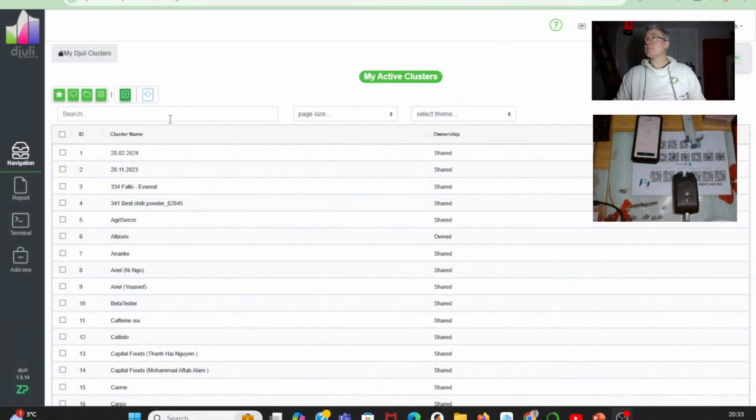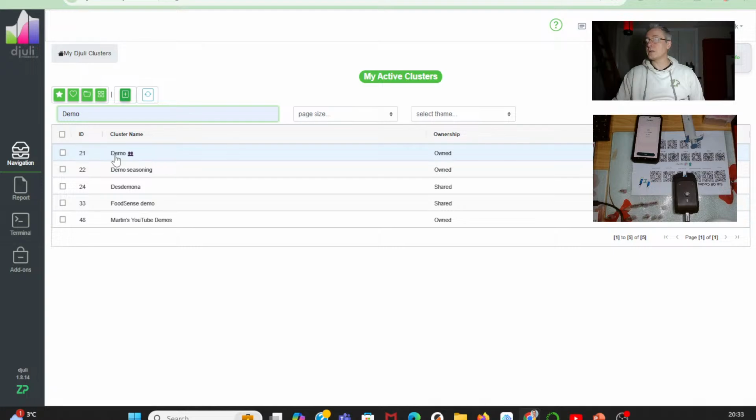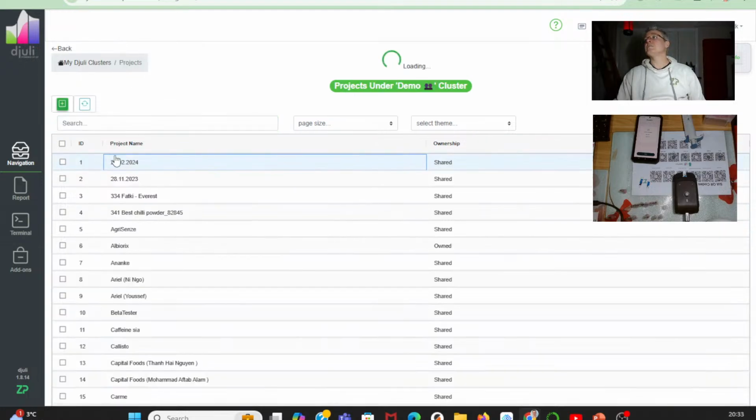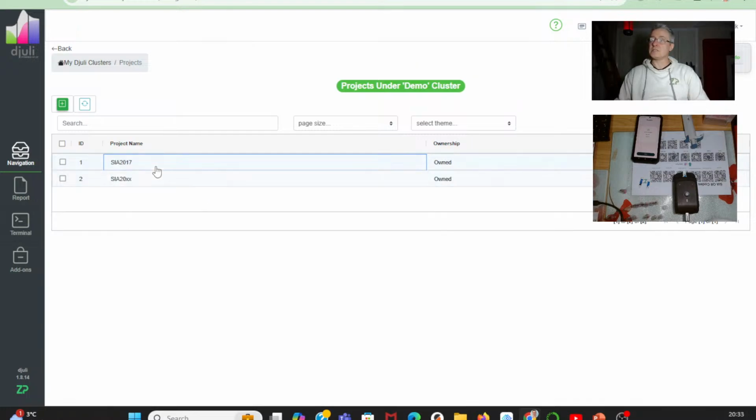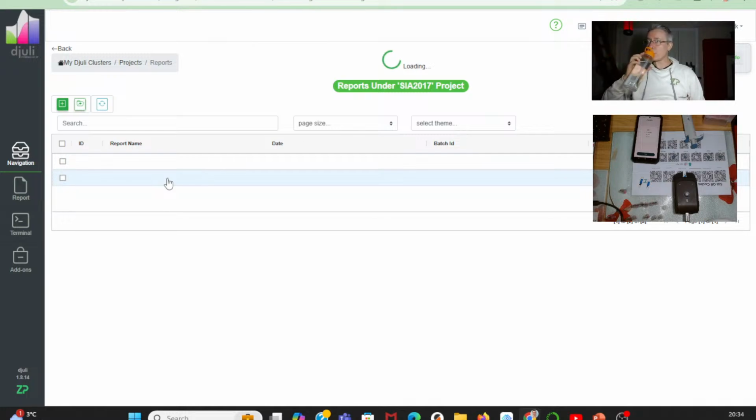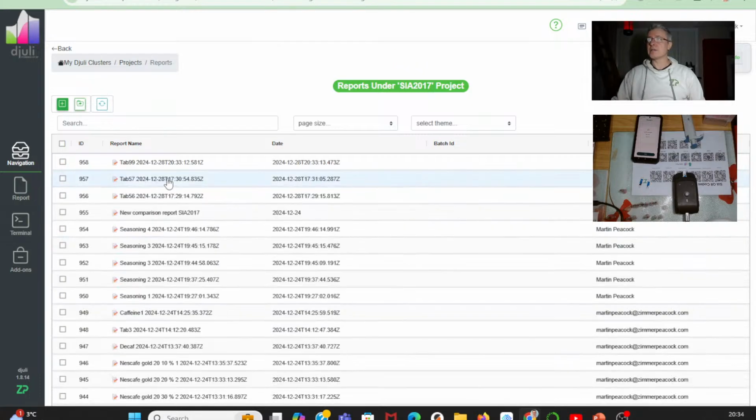This is a database called Julie. It's something that people can create accounts with, and it exists in the cloud. It's the only data management system for electrochemical data that's commercially available. It's 100% developed in-house at ZP. I can see my device, and I can see my data shortly and interrogate it. So there's my data, tab 99. I'll just click into that.